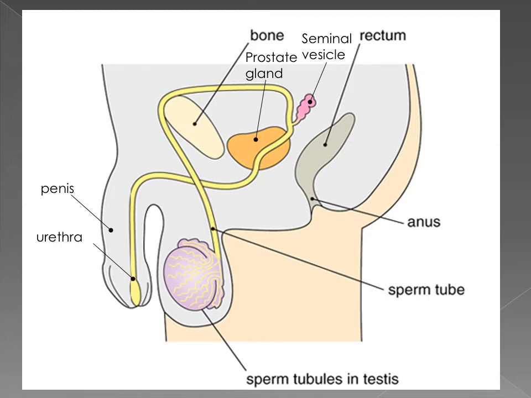Then at the end, this tube comes out of the penis. The penis is an organ that has the ability to be filled with blood, and when it fills with blood, it becomes erect. It becomes a bit harder.